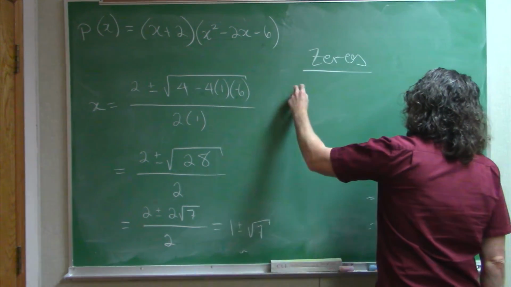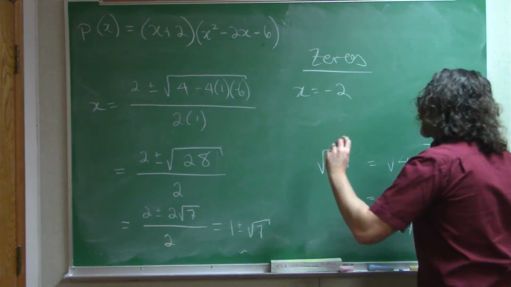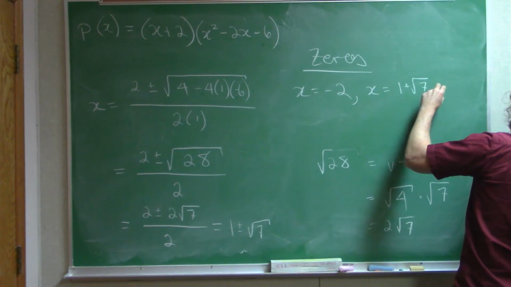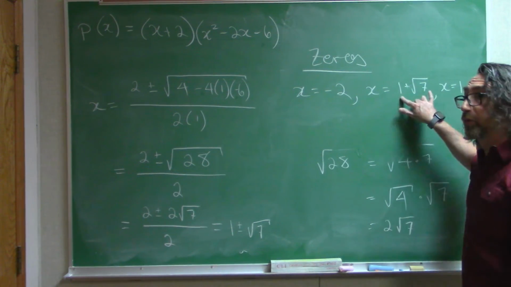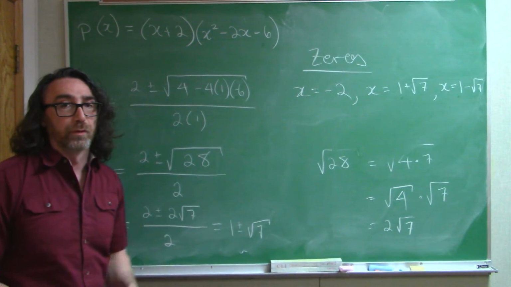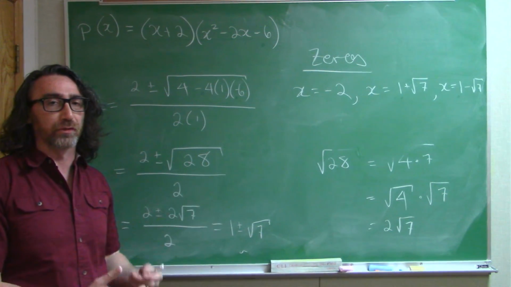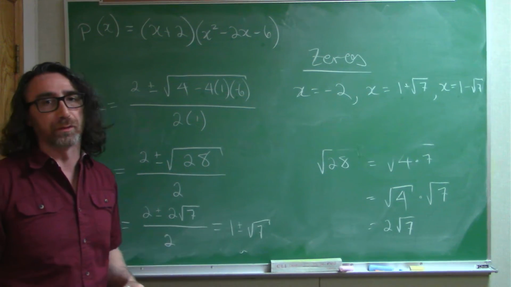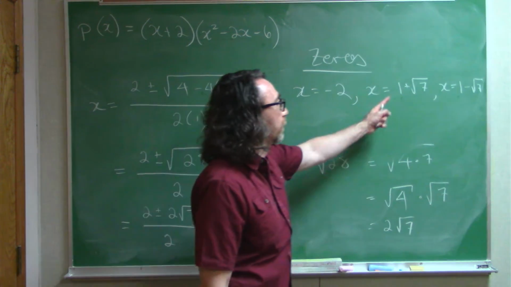So, the zeros are x equals -2. We found that one with synthetic division. The other two zeros are x equals 1 plus radical 7 and x equals 1 minus radical 7. Notice those did not appear on the list. Those are irrational zeros. The list that we make comes from the Rational Zeros Theorem. It gives us a list of rational numbers, aka fractions, that could be zeros. But your polynomial could have irrational zeros.